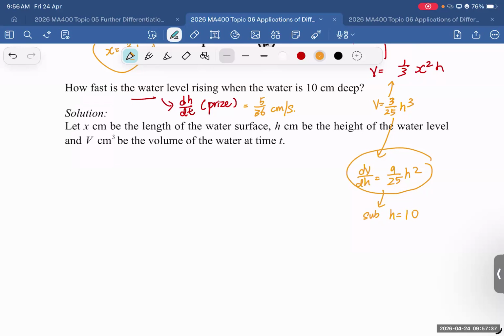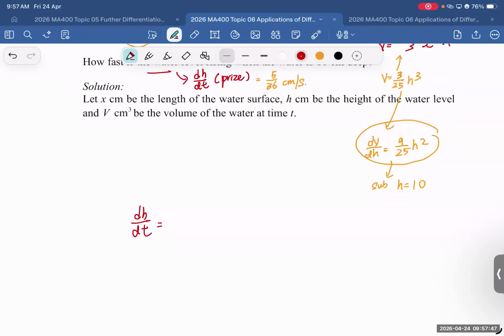If all goes well, your dV will be 9/25 h square, and you can substitute h as 10. That will get you dV dt is 5/36, perfect. So from here, you can substitute h to be 10. Why is h 10? Because the crest is 10. Yes. It goes to 0.